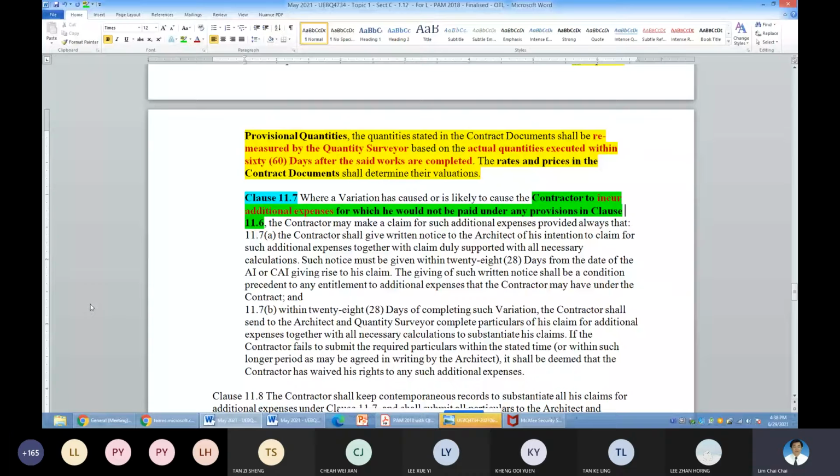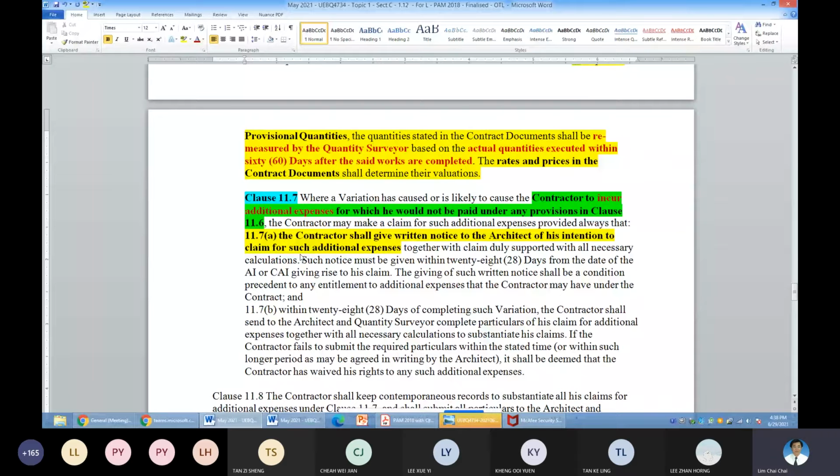this procedure. If the contractor doesn't follow this procedure, more often than not, the rights of the contractor for these additional expenses would be extinguished. So what the contractor needs to follow: must give notice of the claim. This is step number 1. The contractor must give written notice to the architect.